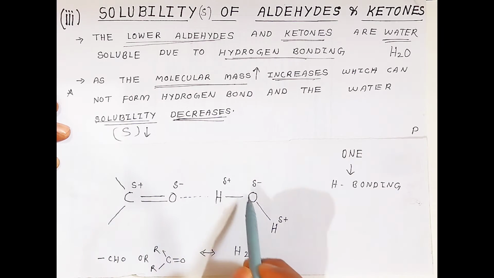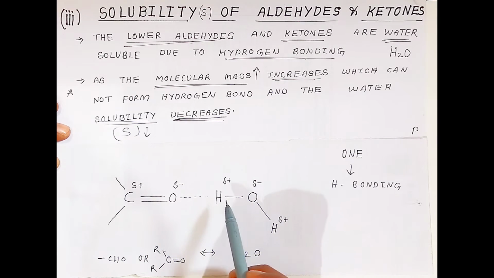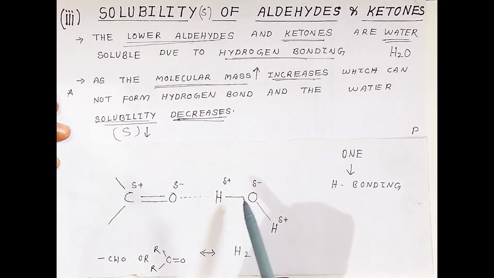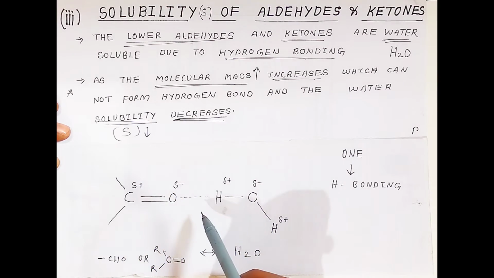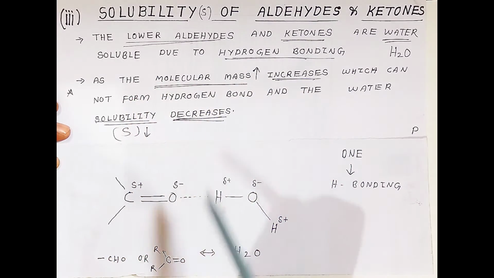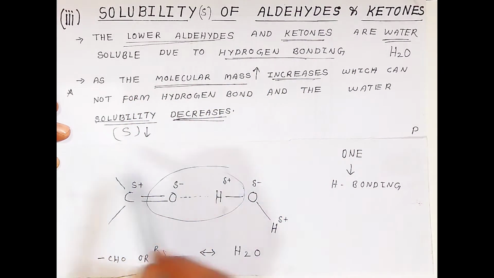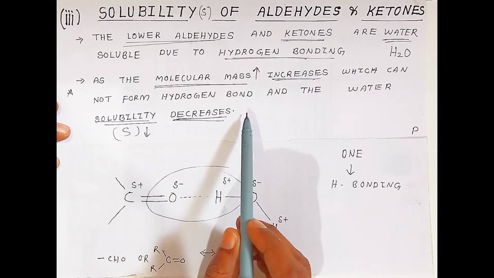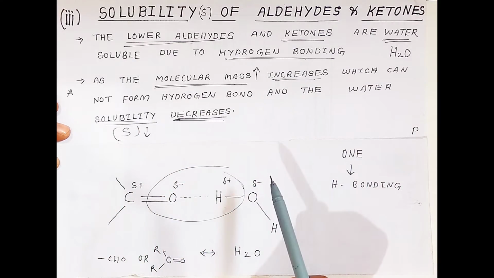So because of this hydrogen bonding, there is an attraction, and the solubility totally depends upon it. The solubility is dependent on this hydrogen bonding. Lower aldehydes and ketones are water soluble due to hydrogen bonding. So this is the hydrogen bonding, students. As the molecular mass increases, which cannot form hydrogen bonding, the water solubility decreases.